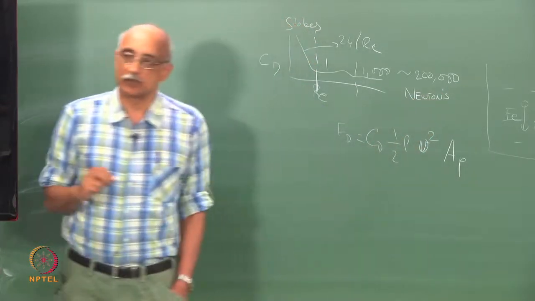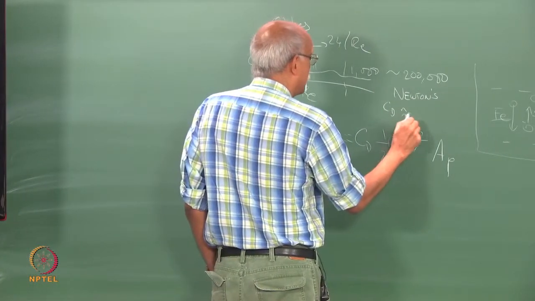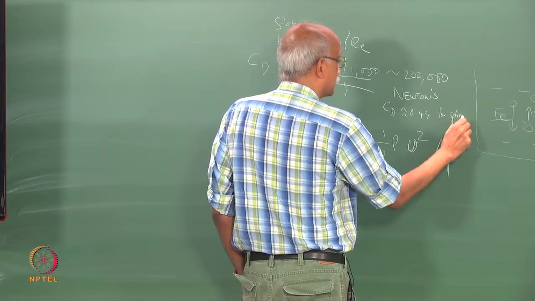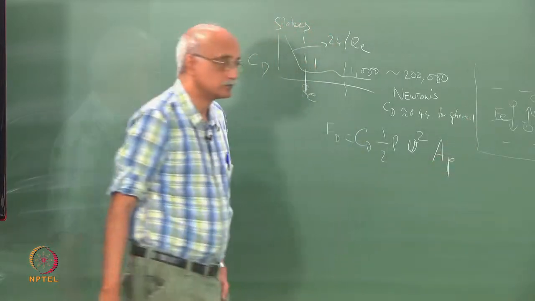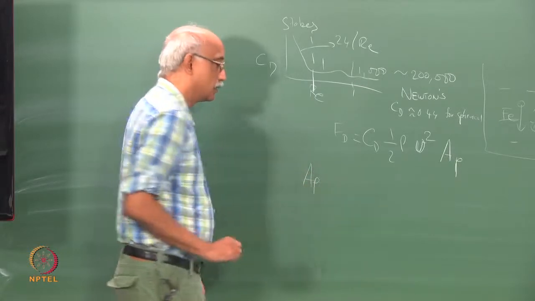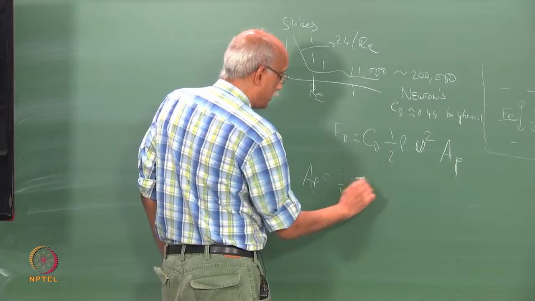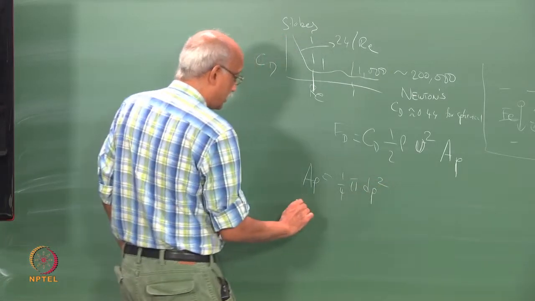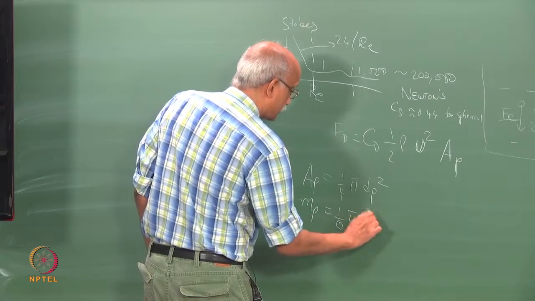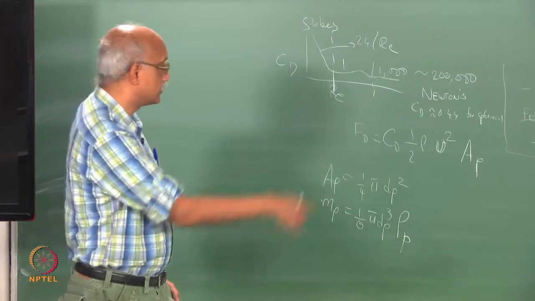In the Newton's regime, this value of CD is essentially constant, and CD is approximately equal to 0.44 for spherical particles. Now, this value of AP, of course, for a sphere, it's 1/4 pi dp squared, and MP is 1/6 pi dp cubed times rho p. So you can substitute these expressions.